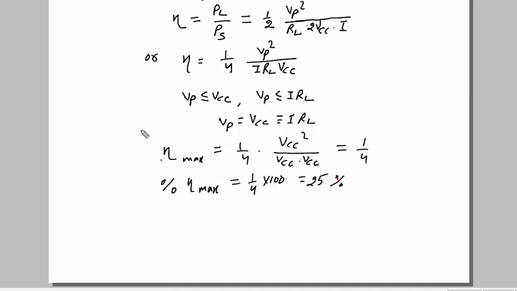Okay, but this efficiency we got by considering all the ideal constraints. Practically the efficiency will be in the range of 10% to 20%. So the efficiency is very low, so the class A stage is not used in many places. Okay, so this was about the class A output stage. In the next class, we'll study about class B. Okay, thank you.